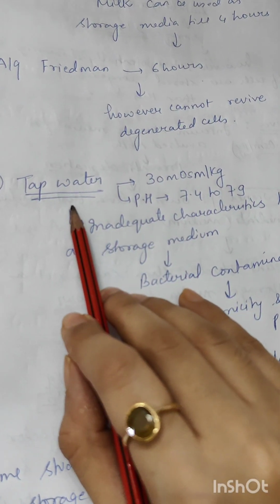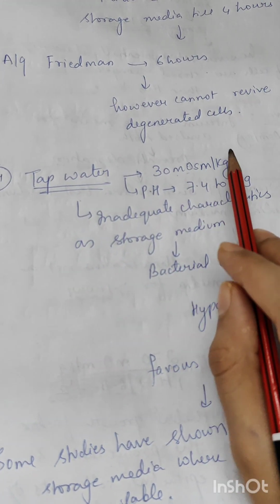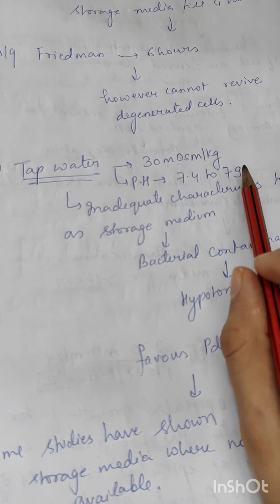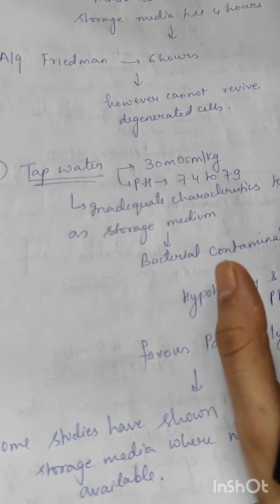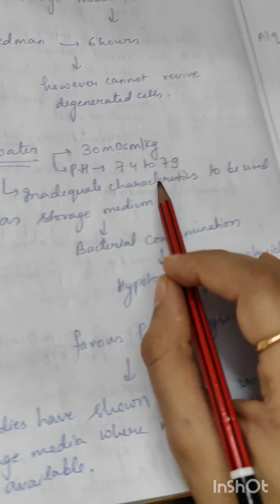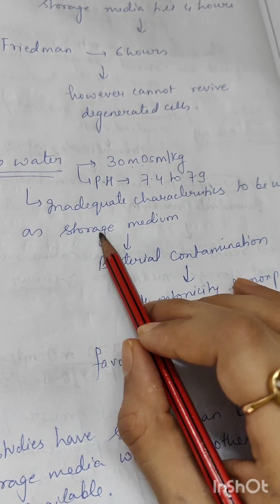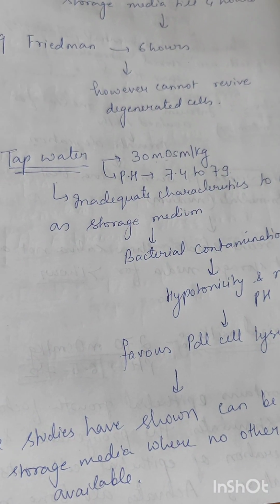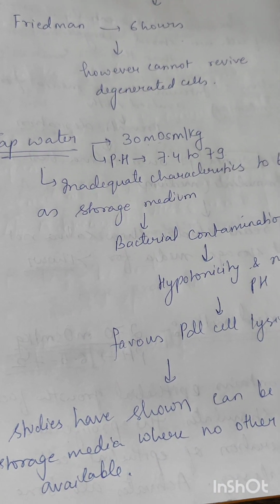Next, we are coming to tap water. Osmolality is 30 milliosm per kg. pH is 7.4 to 7.9, which is more basic, right? It has inadequate characteristics to be used as a storage media.